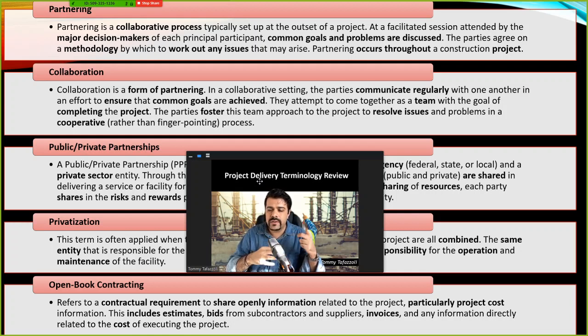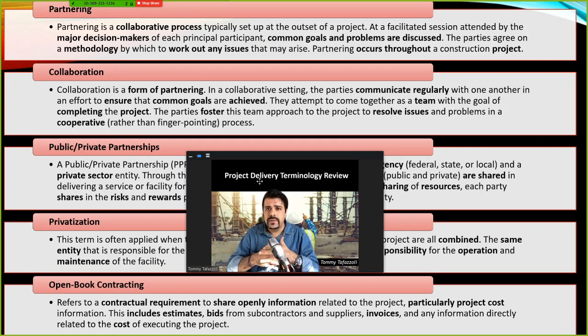So, actually, partnering should start upfront, and it continues when the project is in progress. Most of the time we refer to that concept as collaboration. It means communication should be an ongoing process. All the team should make efforts to ensure that the common goals of the project are achieved.